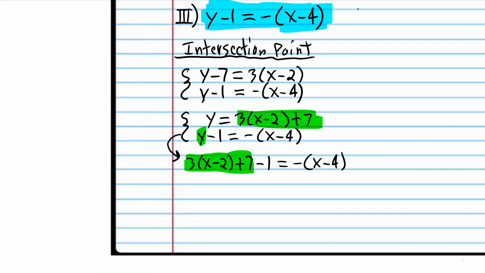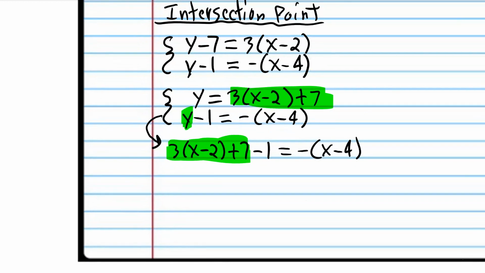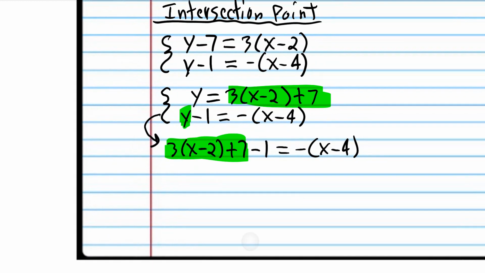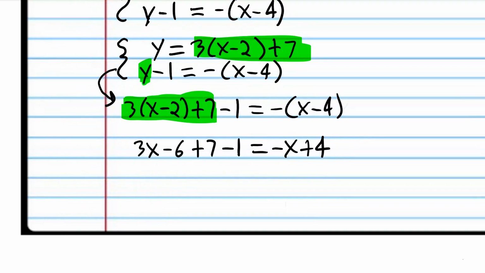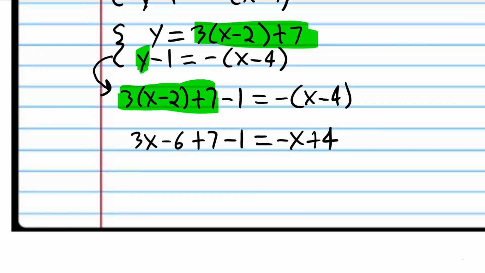So then I'm going to get rid of the parentheses because we have an equation with parentheses. So 3 times x is 3x, 3 times negative 2 is negative 6. And this is just considered negative 1. Negative 1 times x is negative x. Negative 1 times negative 4 is positive 4. So I'm not going to do all this with you because this is all just basic math. If you do all that math, you're going to end up with x is equal to 1.